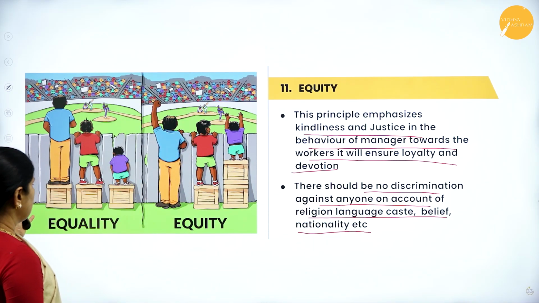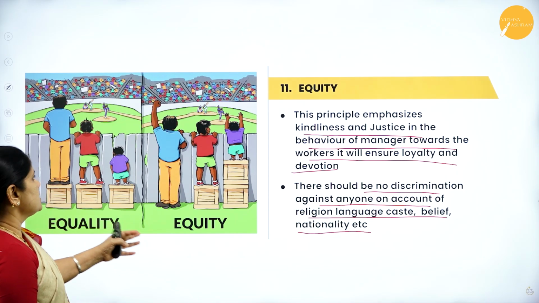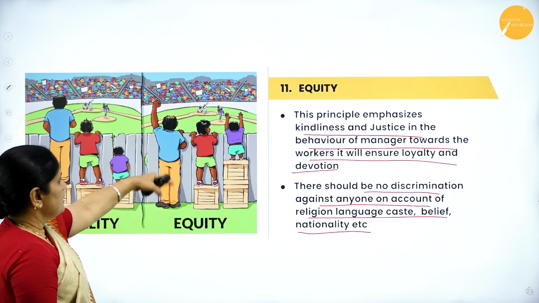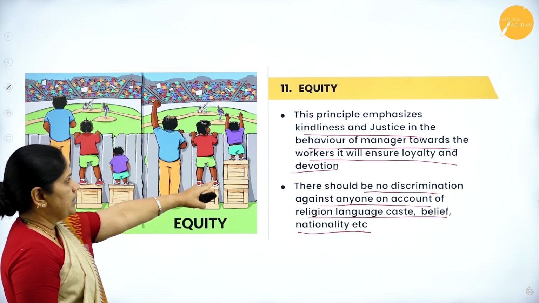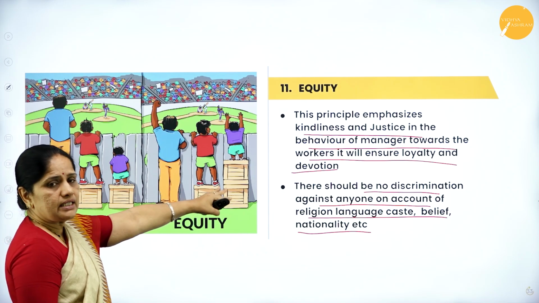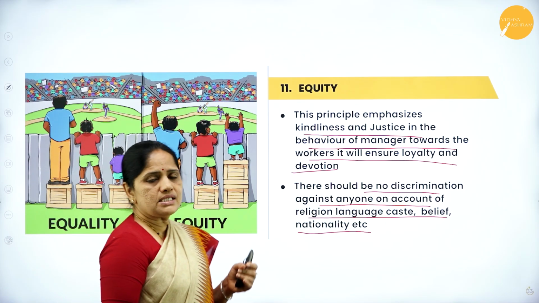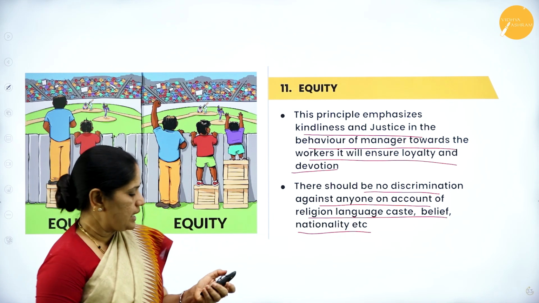So if you can see here, this is equality and this is equity. Depending on the height, they are seeing the match. Here you can see that the tallest man is standing down and depending on the height, you have set the stools here so that all of them can see the match. So we should ensure that there is equity and equality in the organization.